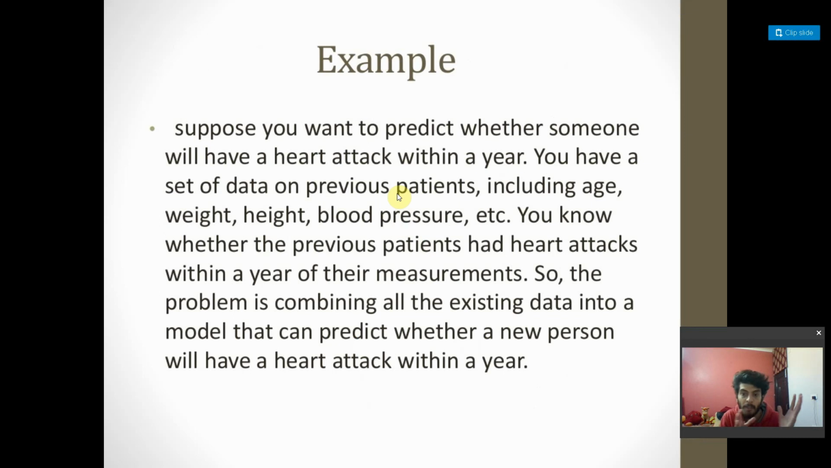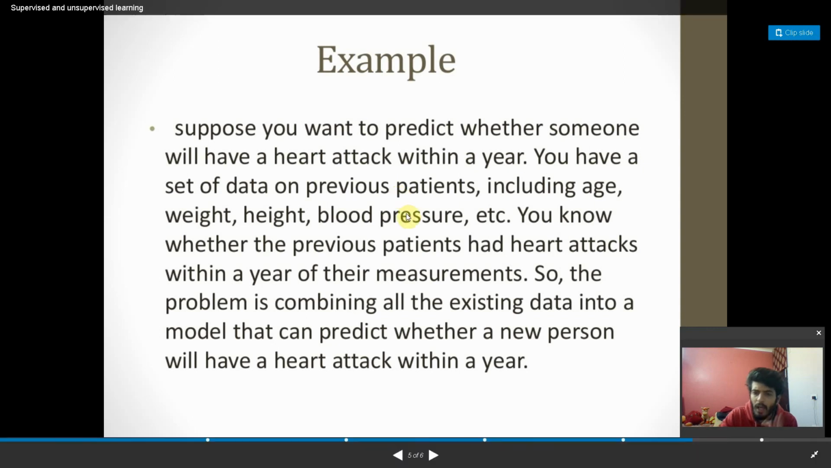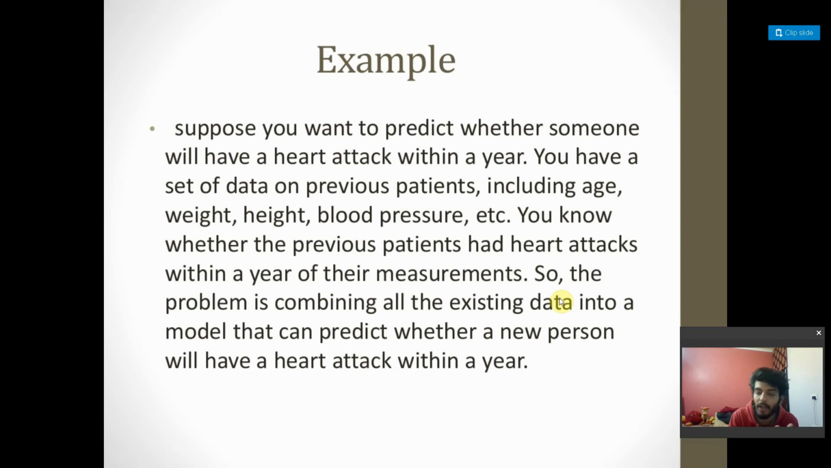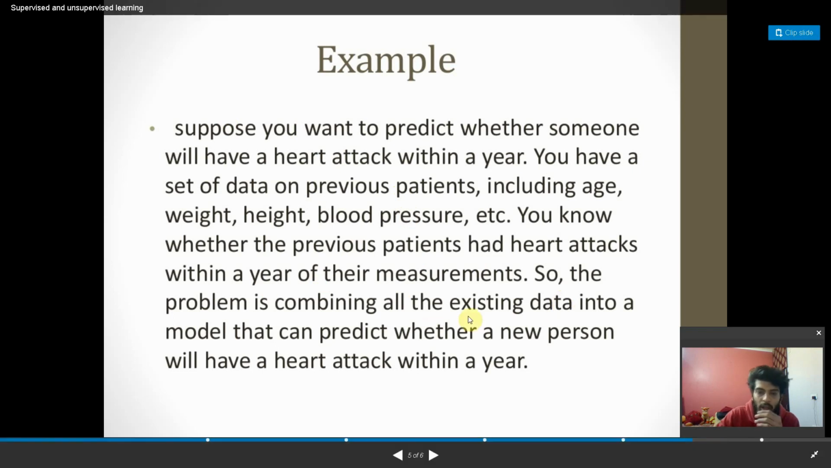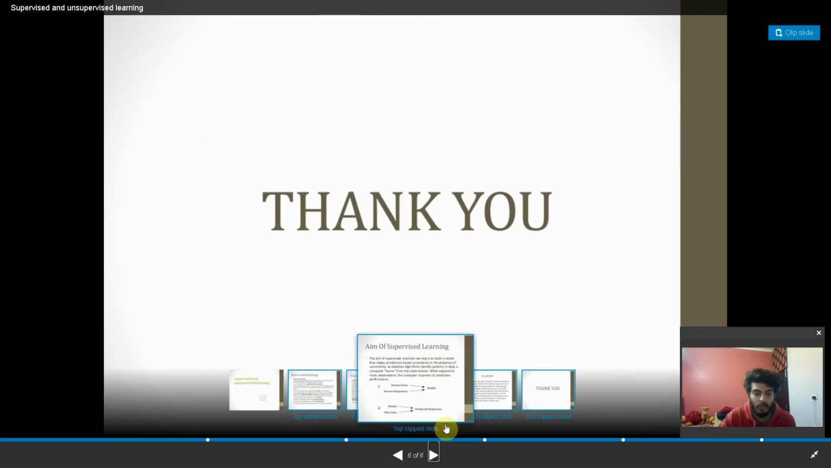We can guess, for example, if a person is above age 80, has a height of 5'10", and blood pressure is increasing, then we can predict that another person of the same age with the same symptoms also has the risk of getting a heart attack within a year. It's all about predictions, not exactly accurate, but we can have a simple prediction to be aware in future. So the problem is combining all the existing data into a model that can predict whether a new person will have a heart attack within a year. This is what I was explaining.